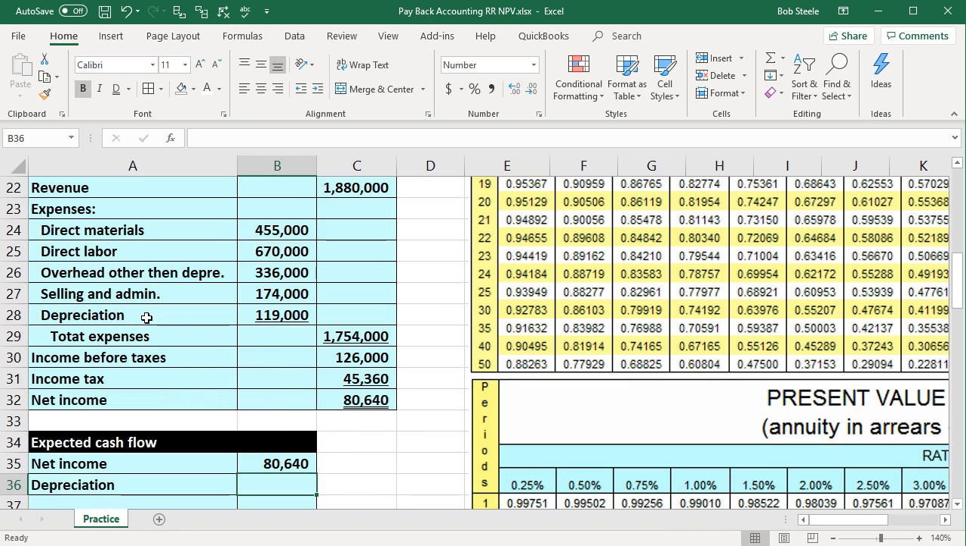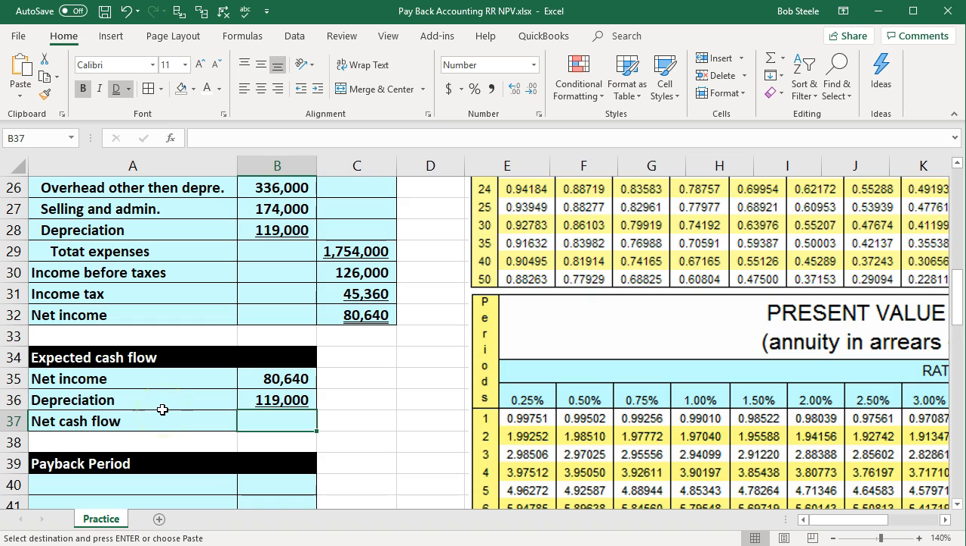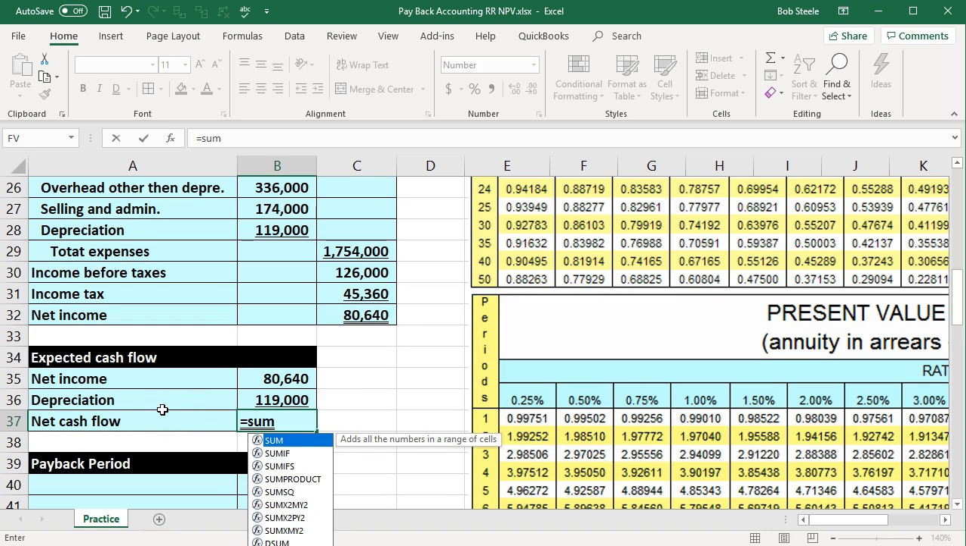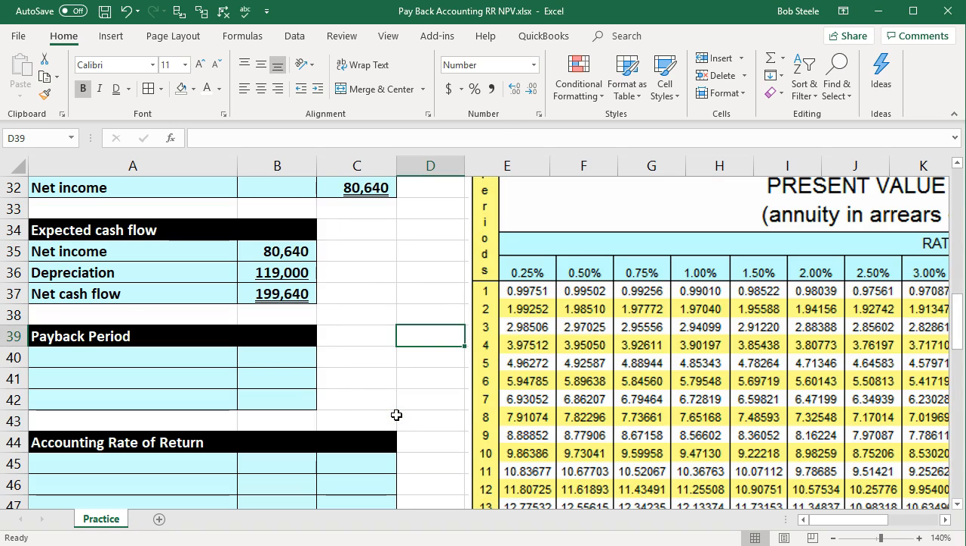So now that we've used depreciation to get to net income, we are going to remove it. Depreciation reduced net income. Therefore, we are going to add it back in order to get the net cash flow on the project. That's what we're going to be needing. We want the cash flow for the project, not the net income. So we want the cash flow. There we have it, the $199,640. That's what we're going to use to present value and make our decisions on.